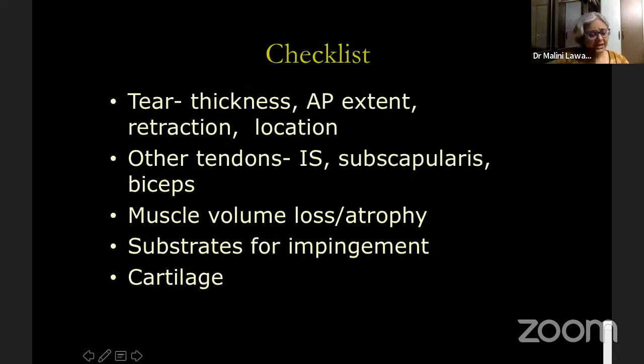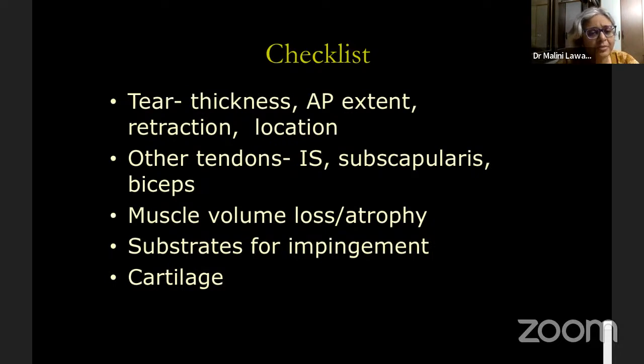So the kind of checklist that we can look at when we want to look for rotator cuff pathologies: one, is there a tear? If so, is it full thickness or partial thickness? Partial thickness, is it less than 50% thickness, 50% thickness, more than 50% thickness, more than 75% thickness, near full thickness? What is the AP extent of the tear as seen on sagittal images? How much is the retraction of the torn tendon in the longitudinal dimension? And the location of the tear. Is it at the insertion? Is it at the critical zone? Or rarely is it at the myotendinous junction?